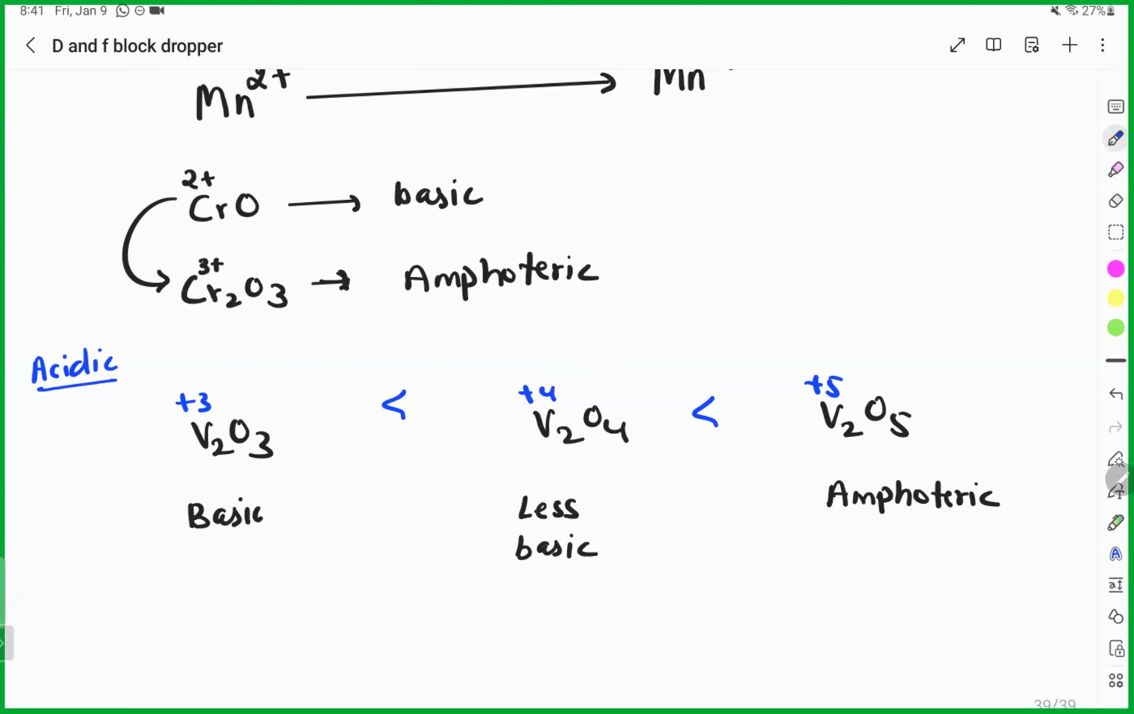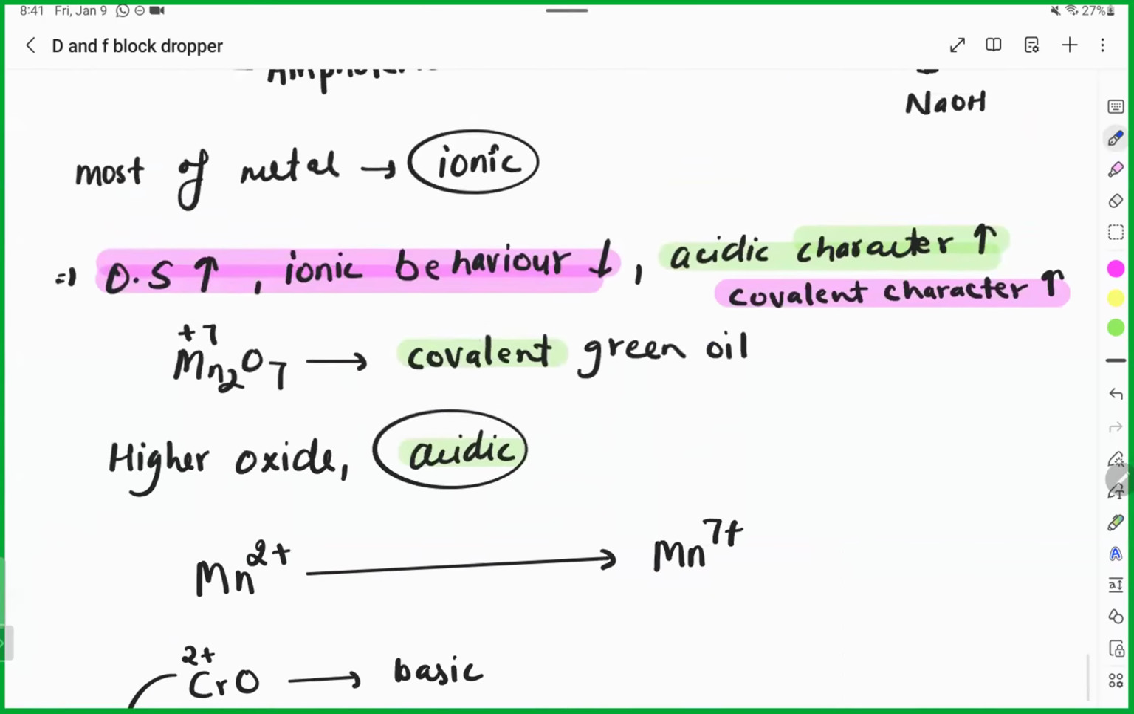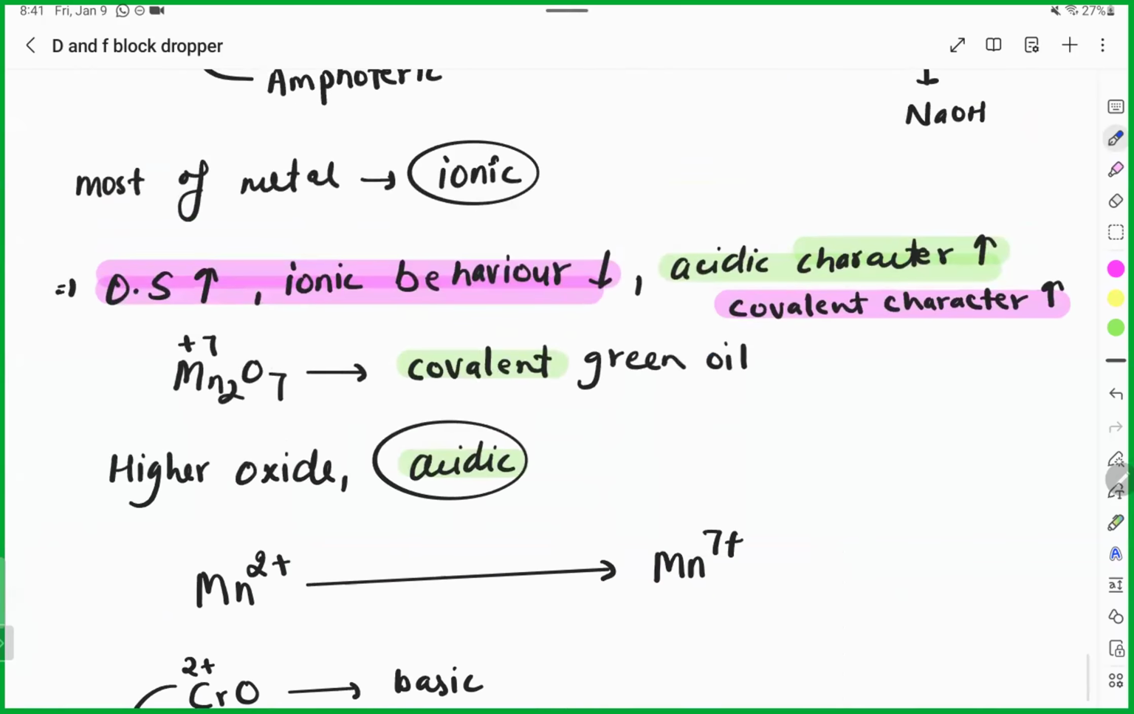Understood, guys? Just remember one rule, not only in this chapter, even in your p block, the same rule is applied. You must have seen that if you take HClO2, HClO3, or HClO4, which one is more acidic? Understood? HClO4 is more acidic. How do we know? More oxidation state, more acidic character, more covalent character. Basic character will be the opposite.